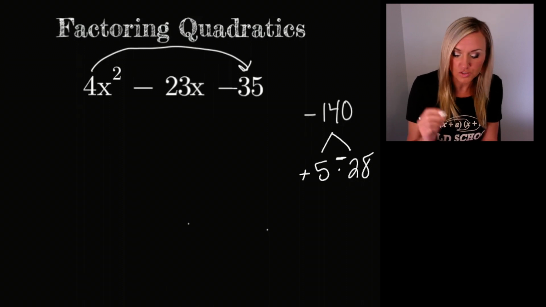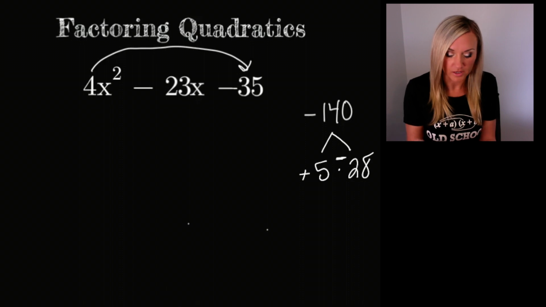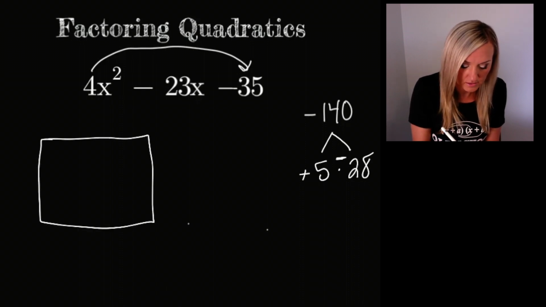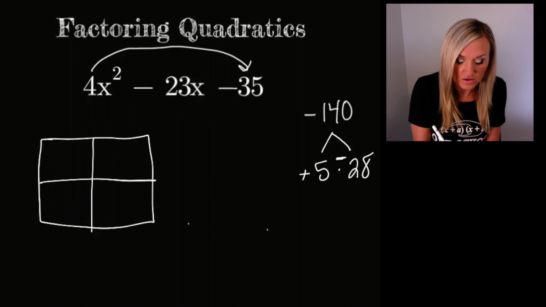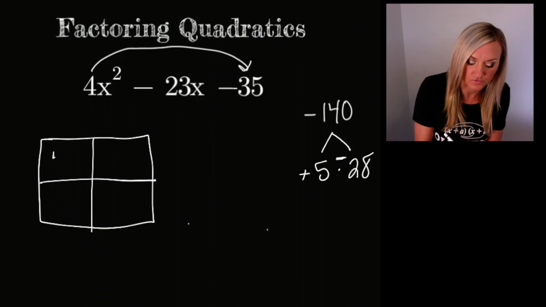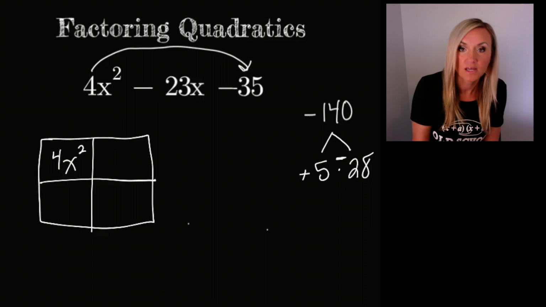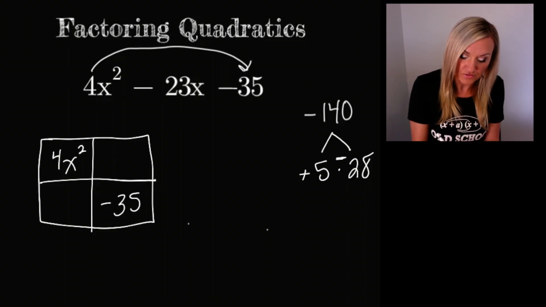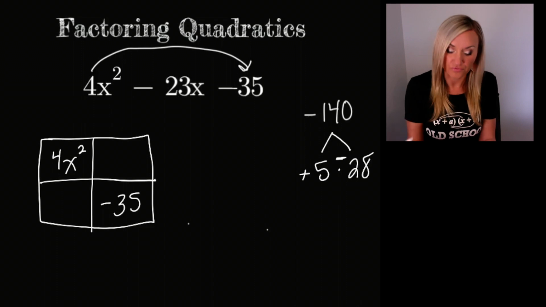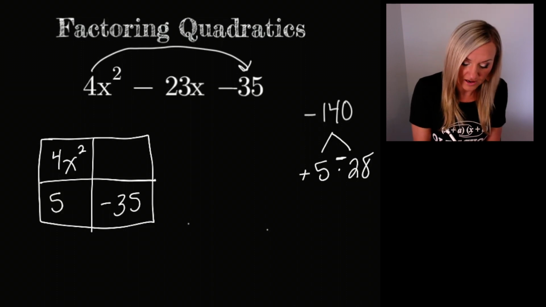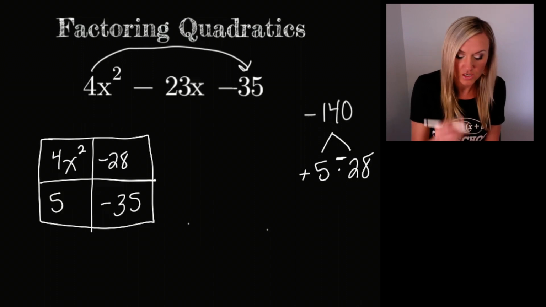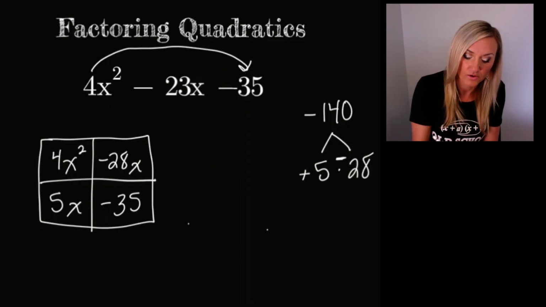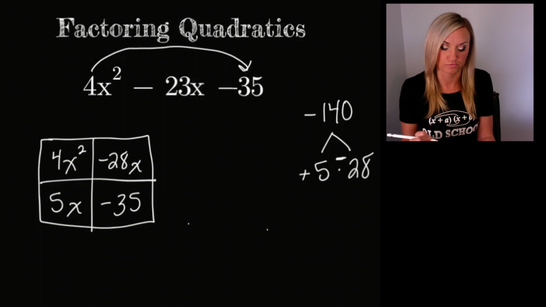And then once you have found the two that work, then I'd like you to go ahead and draw your box. And the first term goes in the first box, 4x squared. The last term goes in the last box, negative 35. And the two that we found that work, the 5 and the negative 28, go in the other two boxes, and please don't forget about your x on both of those terms.